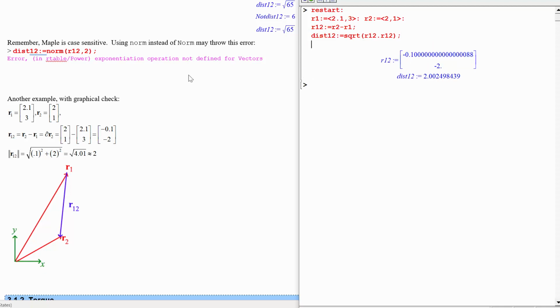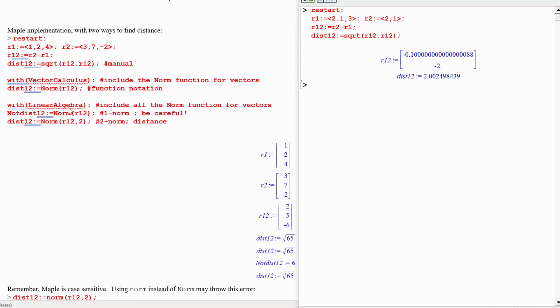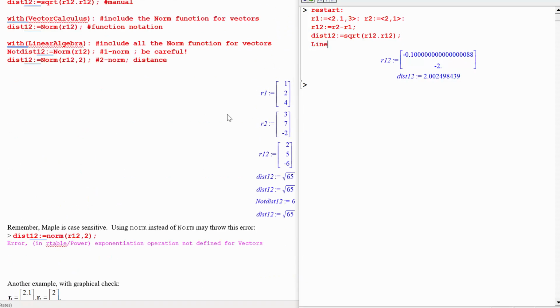What else could we do? We could include some of these packages. The linear algebra package is the one we're going to use most of the time. Although it's less convenient for this one, the norm function to find the magnitude of a vector, it is convenient for a lot of other things like cross product and all that. So with linear algebra, then we'll take dist12 check is equal to norm of R12, 2.